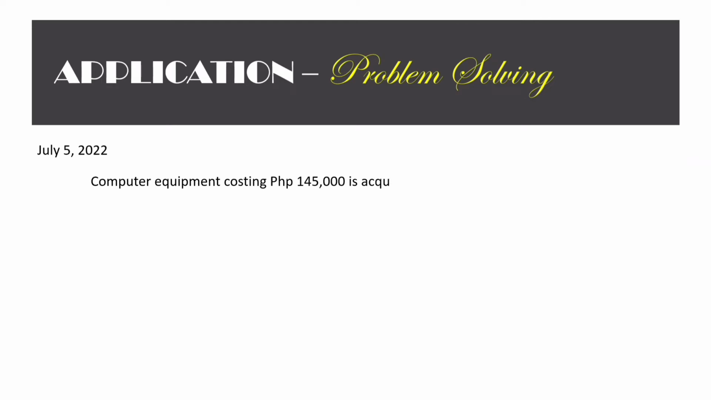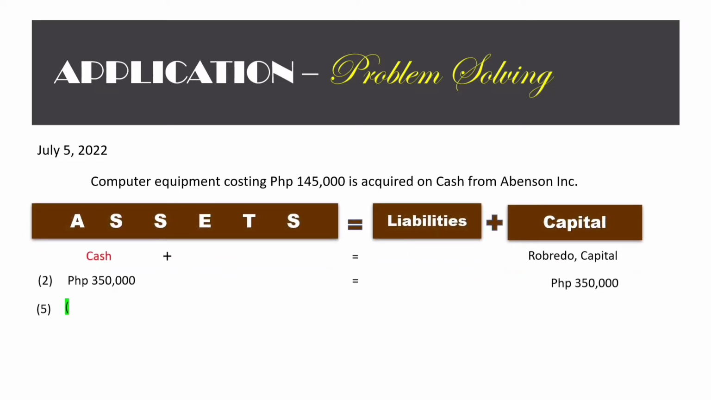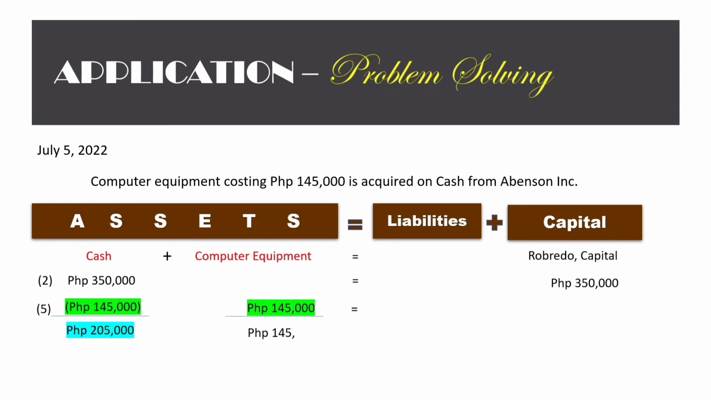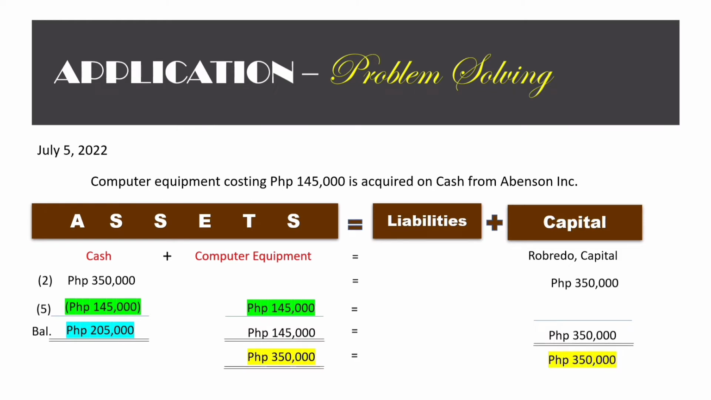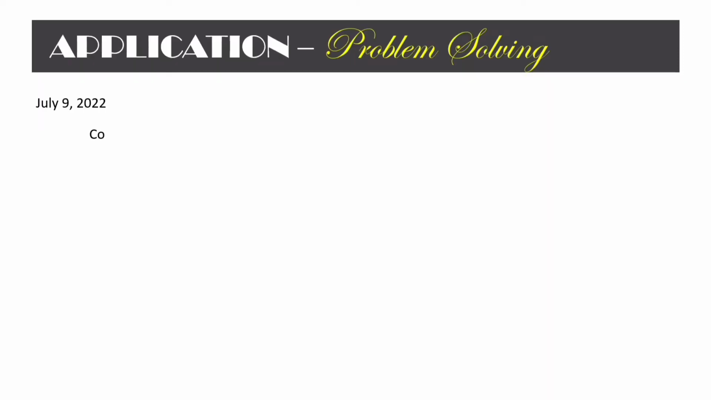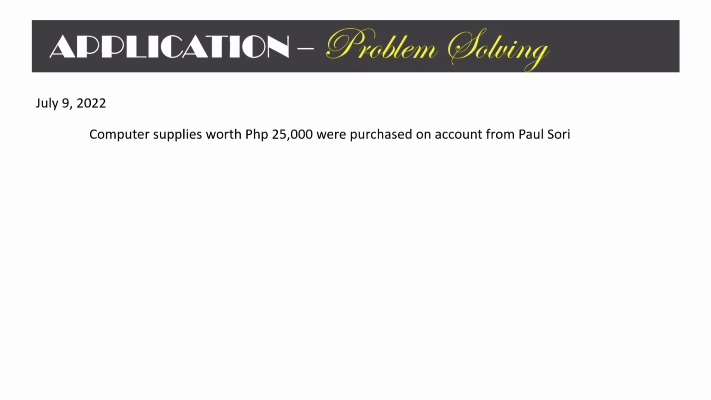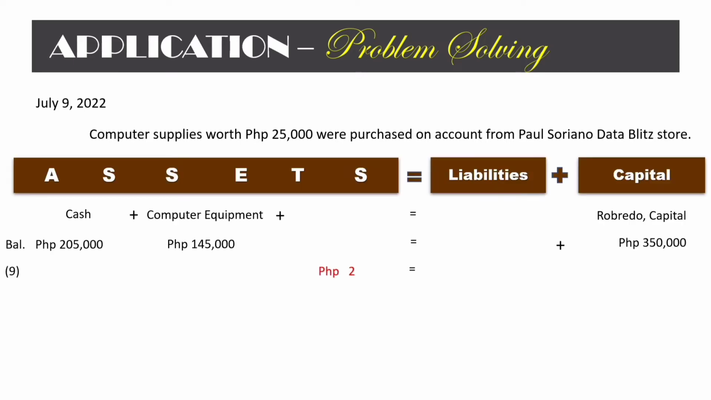Next transaction, July 2. Computer equipment costing 145,000 is acquired on cash basis from Abinson. This transaction did not change the total assets, but it did change the composition of the assets. It decreased one asset, which is cash, and increased another asset, computer equipment, by 145,000 pesos. Note that the sums of the balances on both sides of the equation are equal. This equality must always exist.